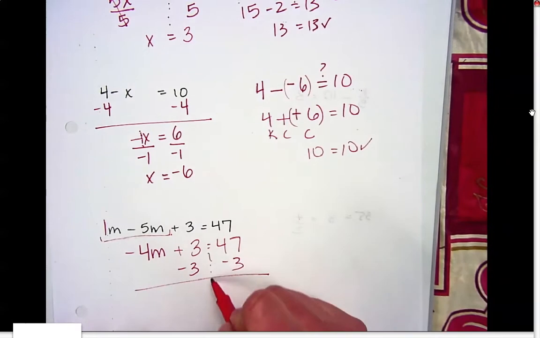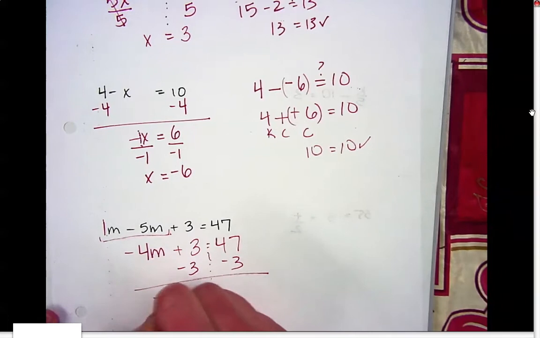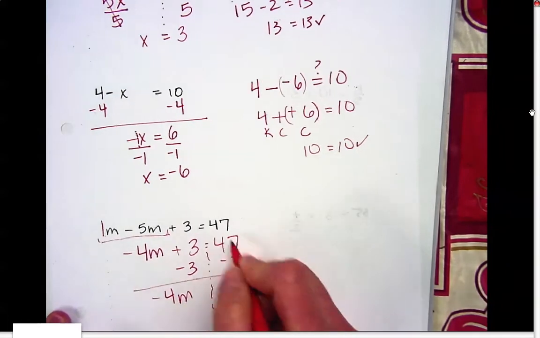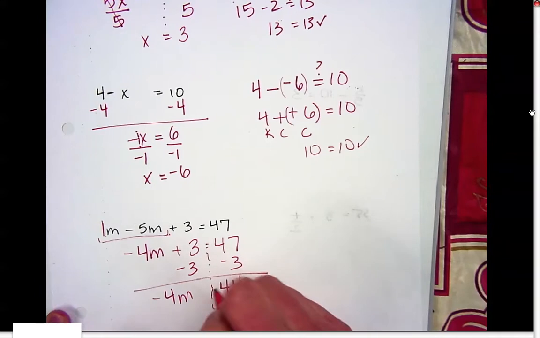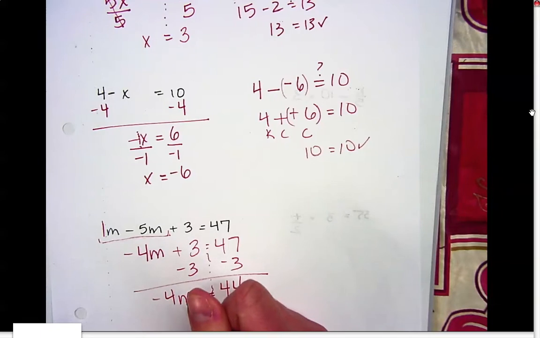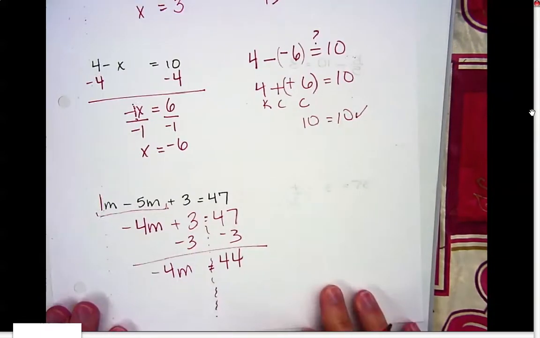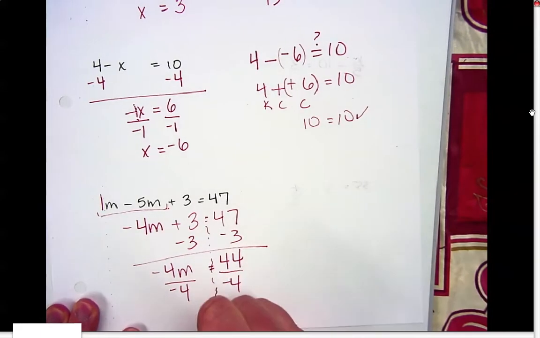I think I'm going to draw my dotted line down here again. So that leaves me with a negative 4m on this side, and 47 minus 3 gives me 44 on this side. Now I see that multiplication was occurring, so the opposite, I need to divide. So I'm going to divide both sides by negative 4, and I get m equals negative 11.